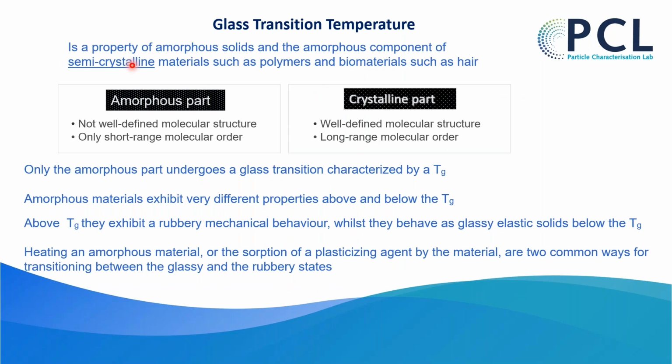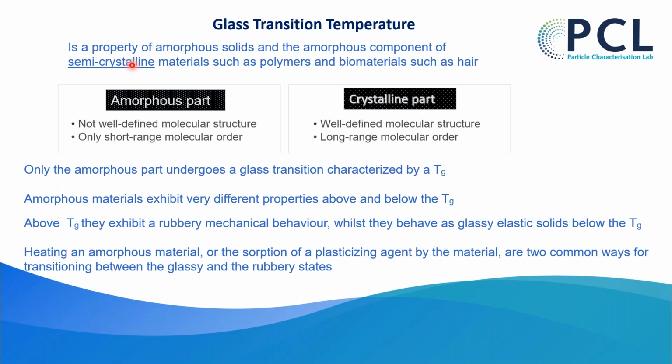So this takes us back to some of the core scientific questions, which is really around the glass transition temperature. This is the fundamental property we're interested in. It's a property of amorphous solids. And if you've got a material that's partially amorphous, from polymers to biomaterials, including hair, then the amorphous domains will exhibit a Tg.